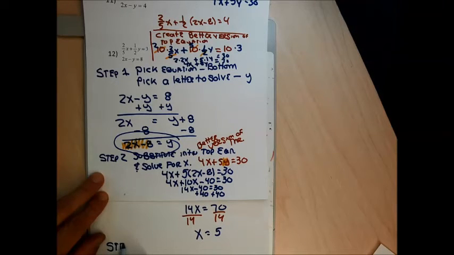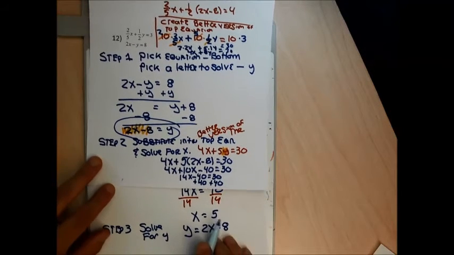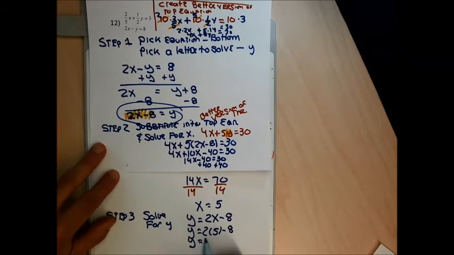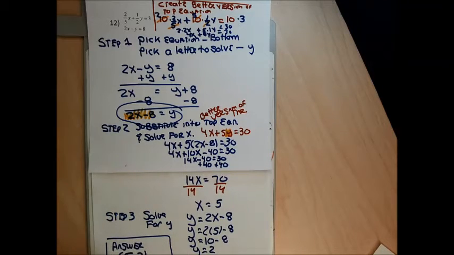So step 3, I'm going to solve for y. I'm going to use the equation y equals 2x minus 8, and I'm going to plug in 5 for x. So I'm going to go y equals 2 times 5 minus 8. That'll give me y equals 10 minus 8. That will give me y equal to 2. My answer is going to be the point x equal to 5, y equal to 2.